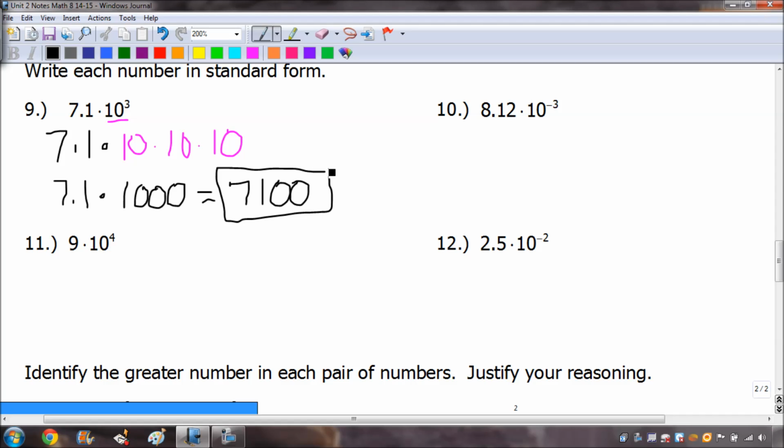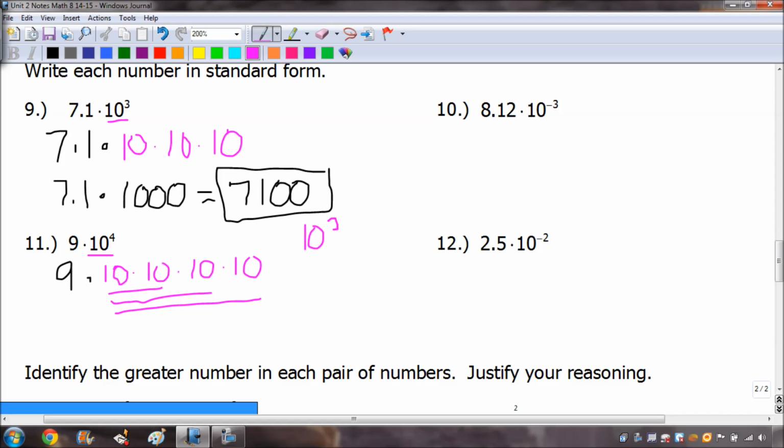Let's try the next one, number 11. Number 11 says 9 times 10 to the fourth power. So I'm going to take 9 and multiply it by 4 sets of 10 this time. So 10 times 10 times 10 times 10. We know that 10 times 10 is 100, 100 times 10 is 1,000, and 1,000 times 10 is going to be 10,000, right?